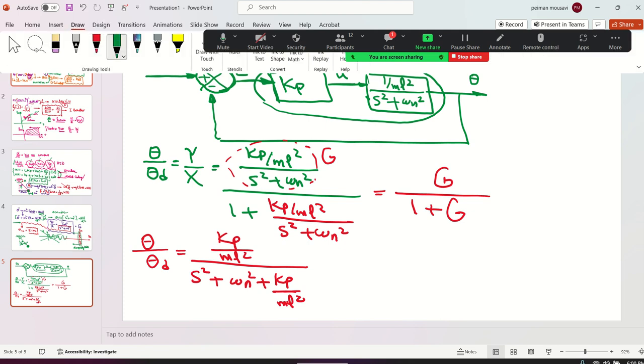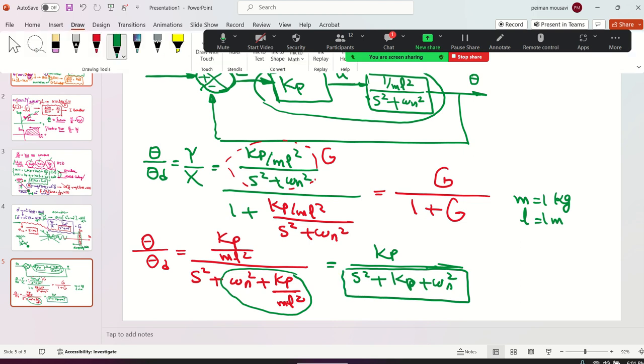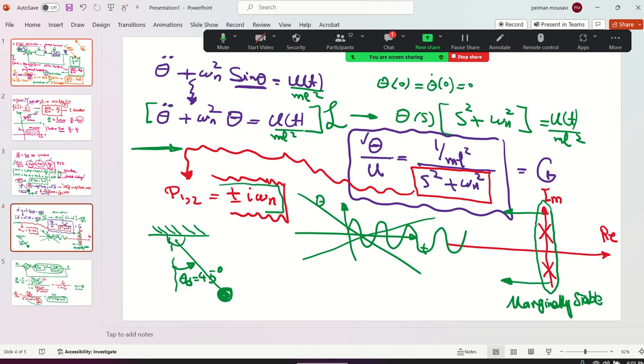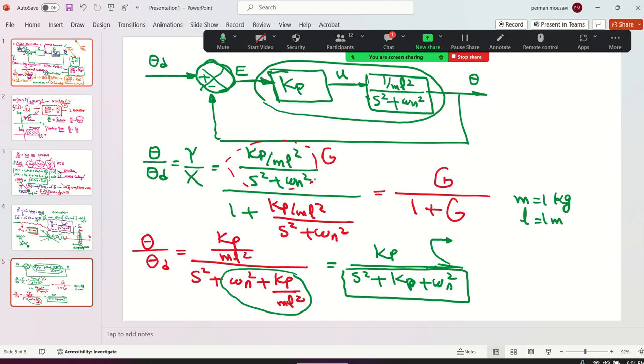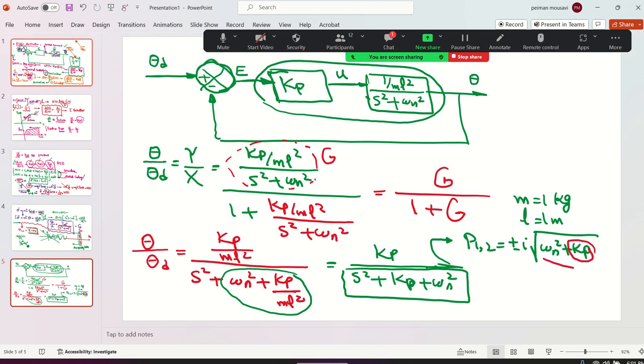What did the P controller do? The P controller added to the natural frequency of the system. For simplicity, I'm assuming m is 1 kilogram and L is 1 meter for the pendulum. So this is going to be kp over s squared plus kp plus omega n squared. Now you tell me, what are the poles of the closed loop system? Without the controller, we had plus minus i omega n. Now, after adding the P controller, your poles are plus minus i times the square root of omega n squared plus kp. What happened to the natural frequency by adding a constant number? The natural frequency increased.